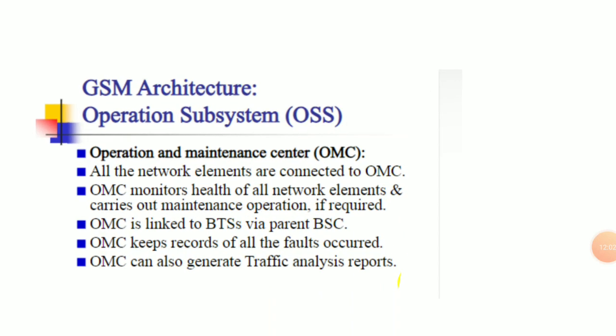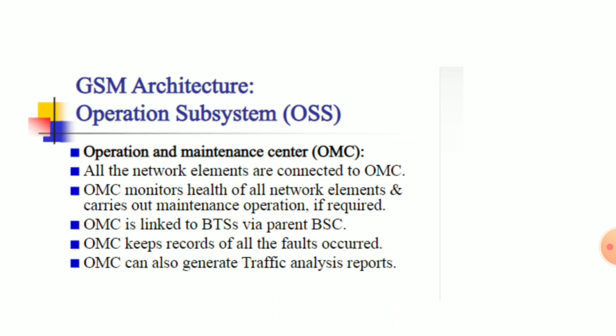What is the main purpose of the OMC? It keeps the records of all the faults that occurred, and where the faults occurred. OMC can also generate traffic analysis reports. The operation subsystem finds whether your network is a healthy network or not.